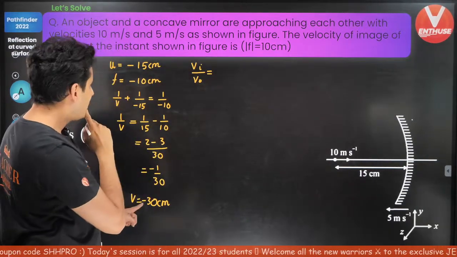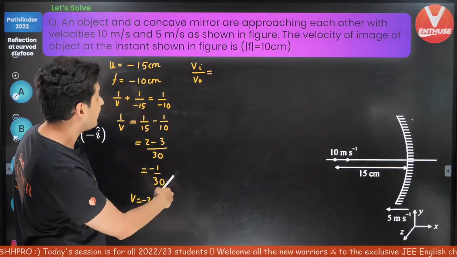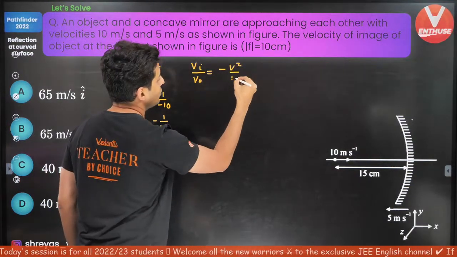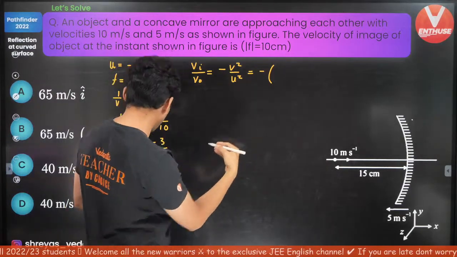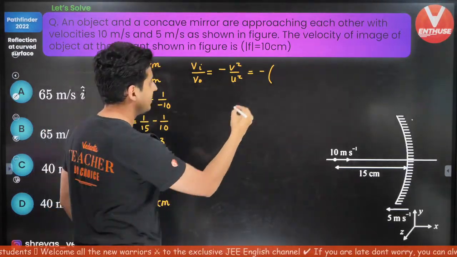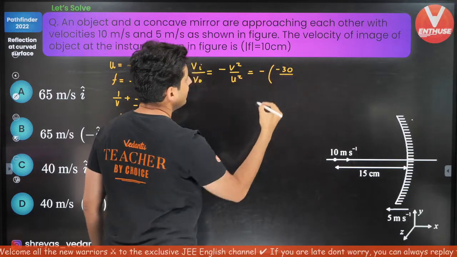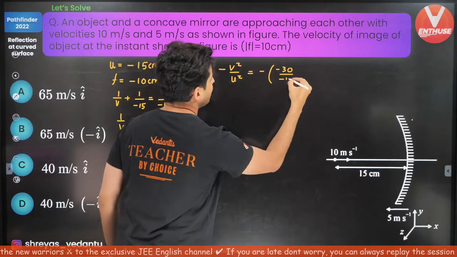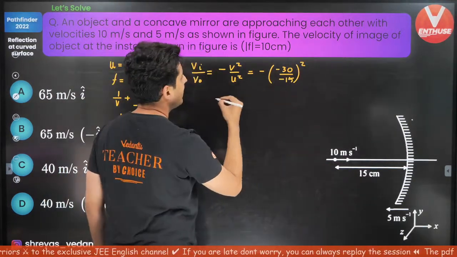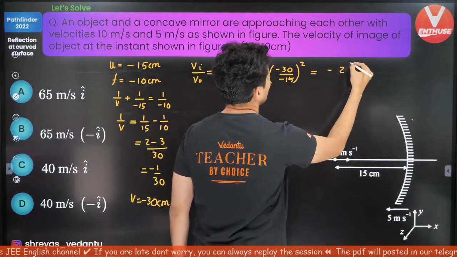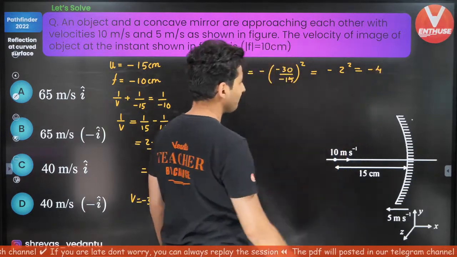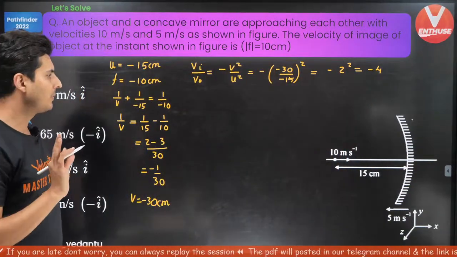VI by VO is nothing but minus V square by U square. So it will be minus of V square by U square, or V by U whole square. So that's basically minus 30 divided by minus 15 whole square, which is just going to give me minus of 2 square, which is nothing but minus 4. Okay, so I'm going to get it as minus 4.